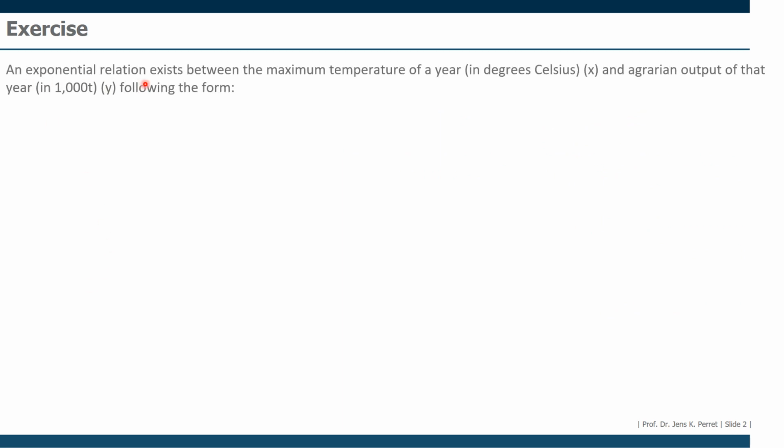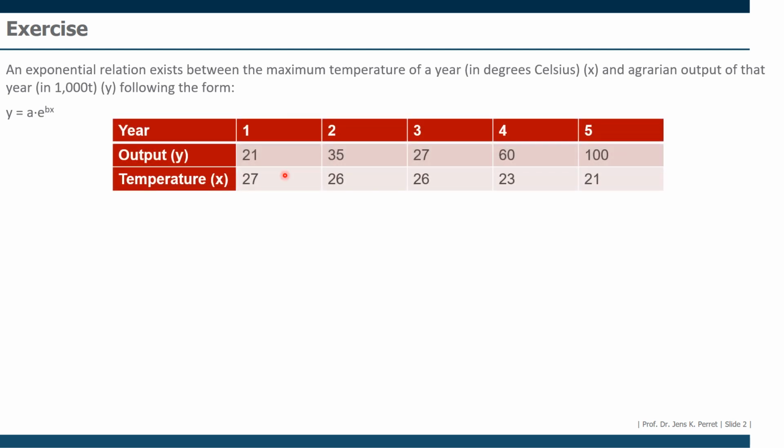Here we have an exponential relation between the maximum temperature of a year in degrees Celsius, which is x, the independent variable, and the agrarian output of this year in 1000 tons, which is y, the dependent variable, following the corresponding form: y is equal to parameter a times e to the power of b times x. Our task now is to determine, with a suitable regression approach, the parameters a and b in this equation.